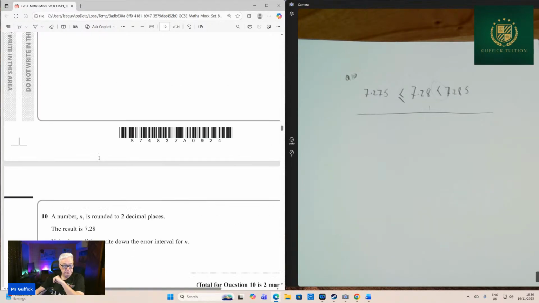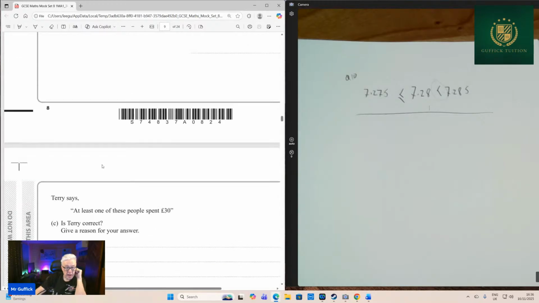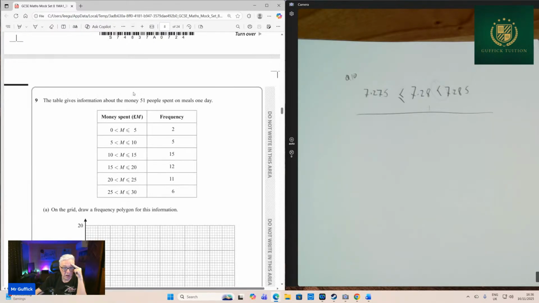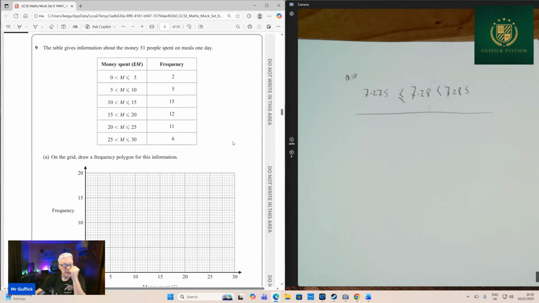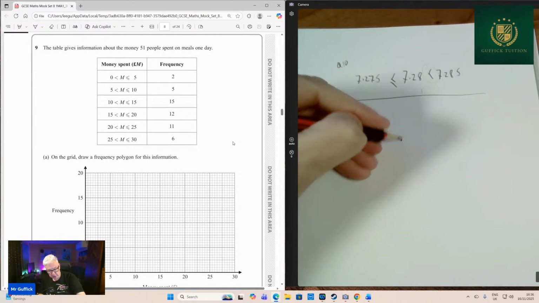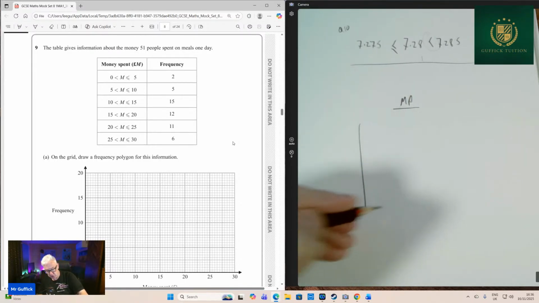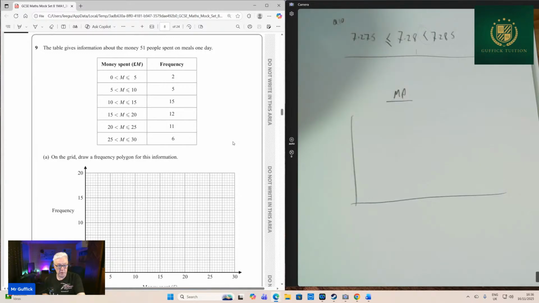Okay, next bit. Let's see what's next. It says that the table gives the information about the money that 51 people spent on meals one day. On the grid, draw a frequency polygon to represent this information. Now, for a frequency polygon, the most important thing is you've got to use the midpoints when you're plotting them. That is absolutely essential for a frequency polygon. So we're going to be plotting the midpoints against the frequency.